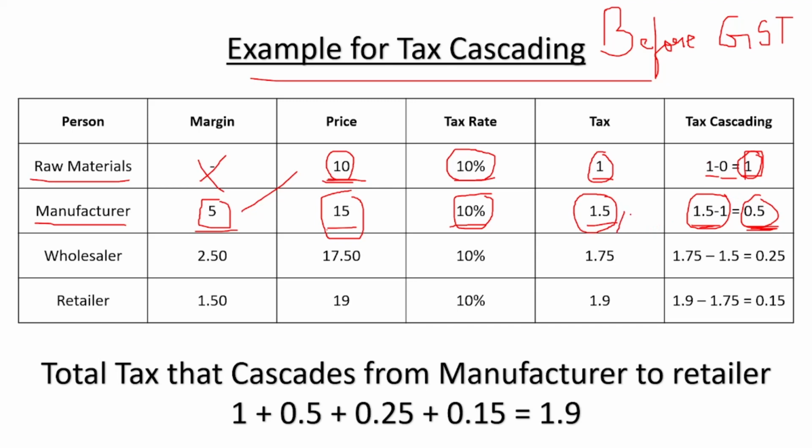Here, how much is he paying? 1.5. Next, the wholesaler will purchase the product. He will add a margin of 2.50. Then it will become 15 plus 2.50, which is 17.50. 10% on 17.50 is 1.75. So out of this 1.75, he has already paid 1.5 rupees tax. So the extra he is paying is 0.25.